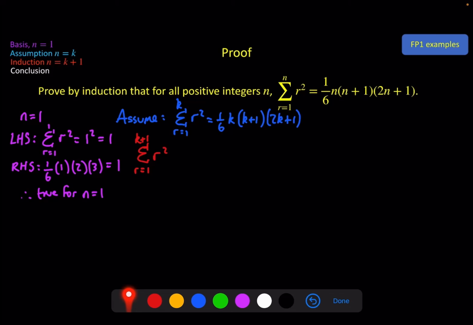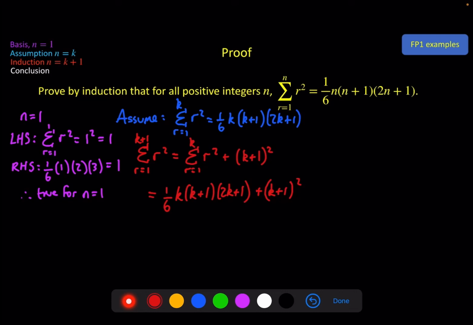And to do that, I'm going to split it into the sum from 1 to k of r squared, plus the k plus 1 term, which is k plus 1 squared. Now I use my assumption that this thing here is equal to this thing, 1 over 6 k, k plus 1, 2k plus 1, and adding k plus 1 squared.